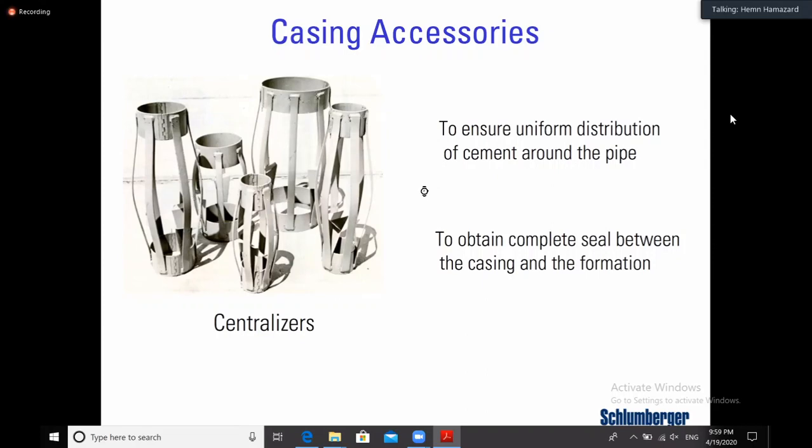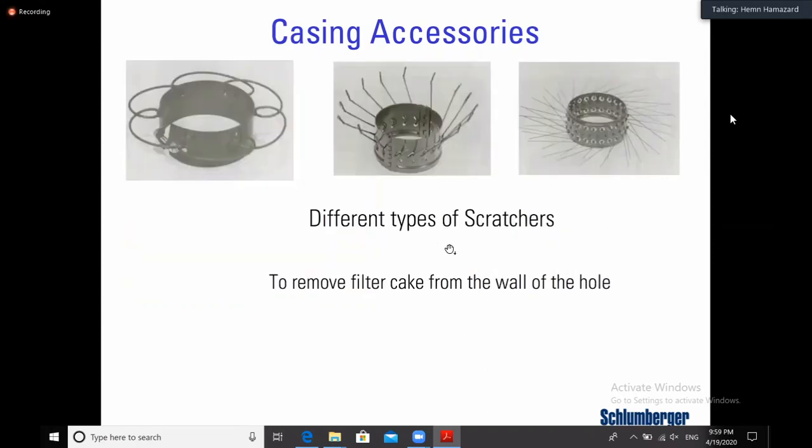So these are called centralizers. There are some other types. These are scratchers. We never use them. This one is to eliminate the filter cake. In case you have a thick filter cake, if you use them, they can remove the filter cake while running the casing.